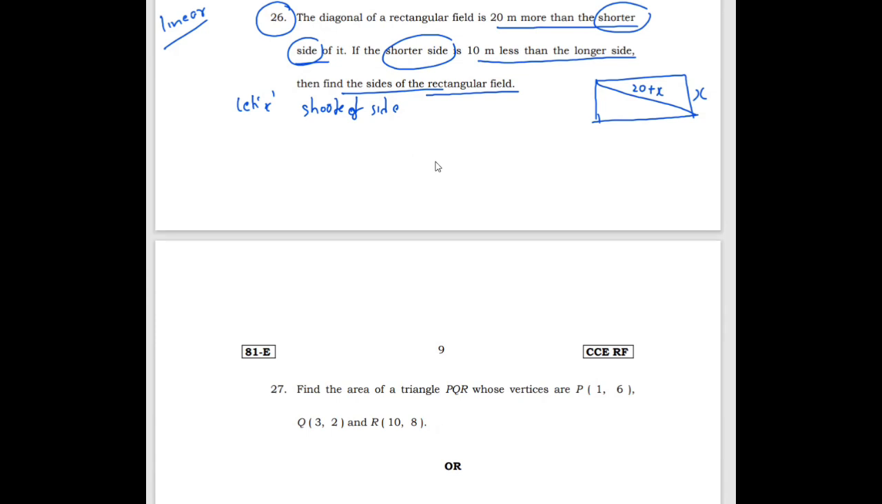Next, if the shorter side is 10 meter less than the longer side, here you should be very careful. They're telling the shorter side is 10 meter less than the longer side. That means what? Be very careful. Here you'll go wrong if you don't understand. Can it be 10 minus 1? Anybody? Can it be 10 minus 1? Impossible, right? Shorter side I have taken as x. How will the longer side be, x minus 10? Here it is x plus 10. Yes. Now you go back to the question.